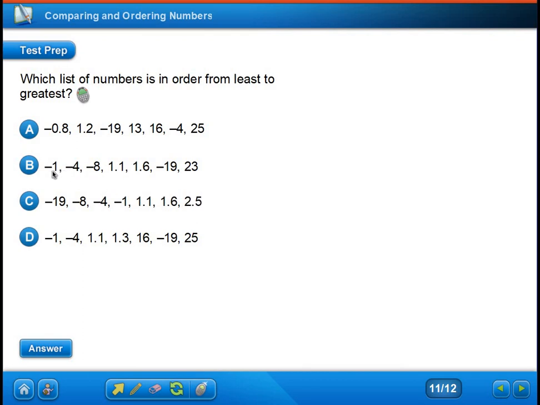Okay, so here, negative 1 is not smaller than negative 4. Up here, negative 8/10 is smaller than 1 2/10, but 1 2/10 is not smaller than negative 19. So you have to really focus on those negatives. It's weird. When you have negatives, that bigger number in the positive world is actually going to end up being the smaller number.